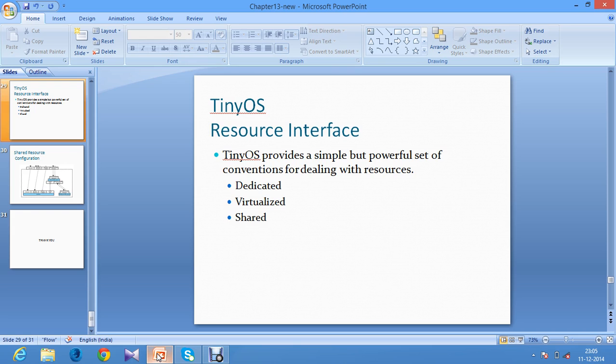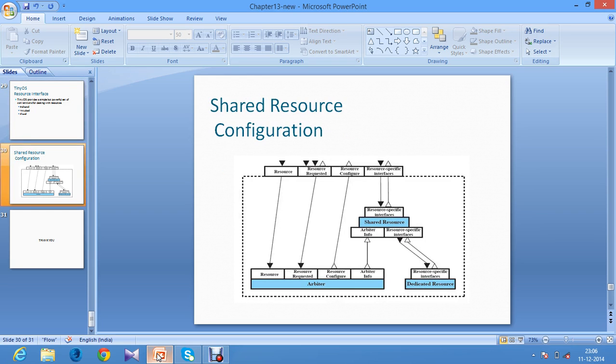A third one is shared. The TinyOS resource abstraction provides access to a dedicated resource through an arbiter component. The arbiter enforces mutual exclusion, allowing only one user, called a client, at a time to have access to a resource by enabling the system to lock the resource. This figure shows the shared resource configuration.